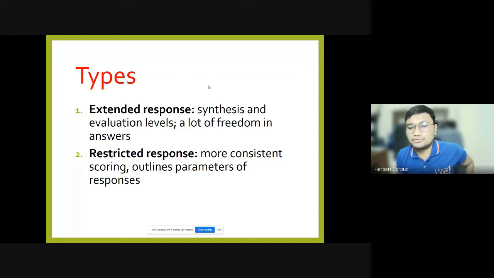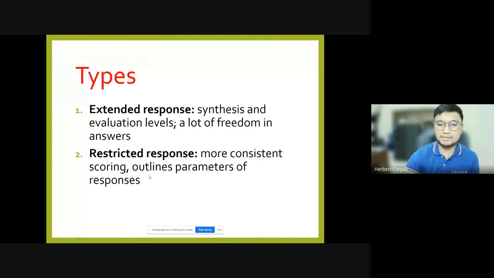So these are the two forms, extended response and restricted response. If there are limits when it comes to the number of words, sentences, and others, or there's a rubric, these are all examples of the restricted response type of essay. Extended response and restricted response.